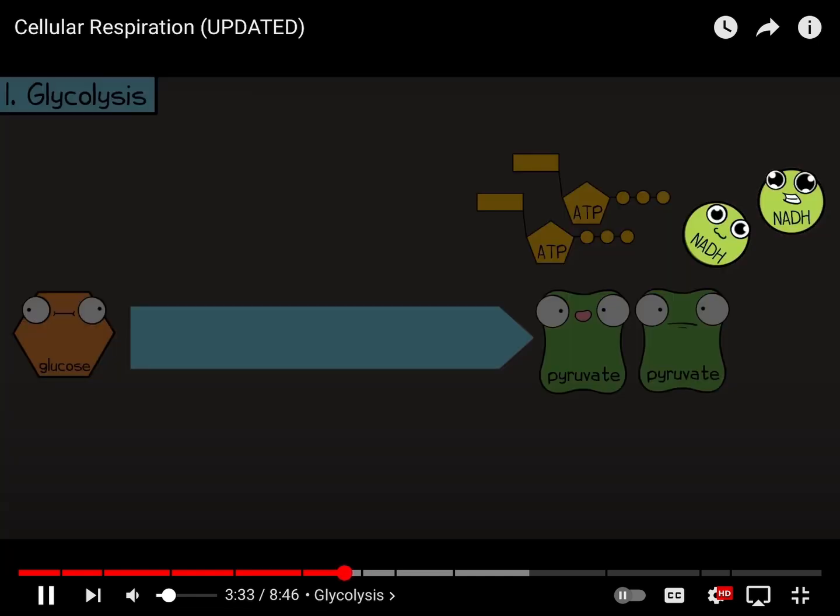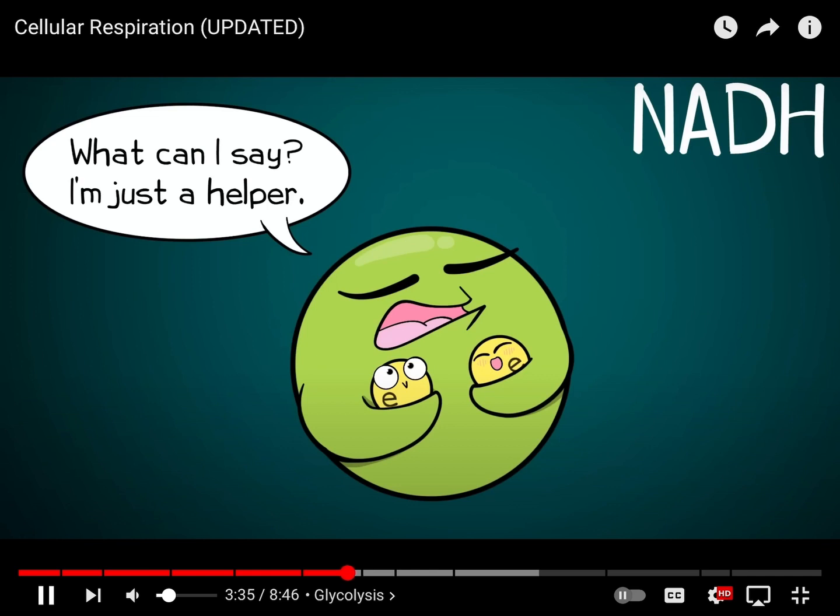What is NADH? NADH is a coenzyme, and it has the ability to transfer electrons, which will be very useful in making even more ATP later on. We'll get to that in a minute.